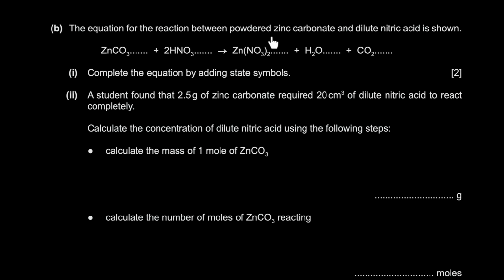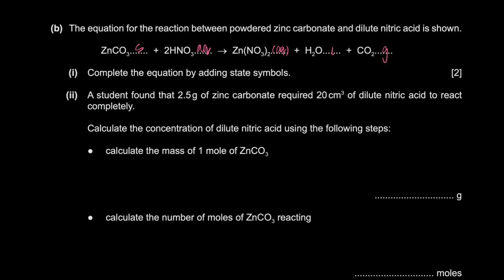The equation for the reaction between powdered zinc carbonate and dilute nitric acid is shown. Complete the equation by adding state symbols. Carbonate is going to be a solid, nitric acid, aqueous. You have to put brackets in there. I'm just being a little lazy. To form zinc nitrate, all nitrates are soluble, I think. Water is a liquid. Gas.